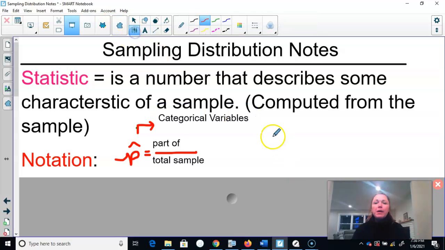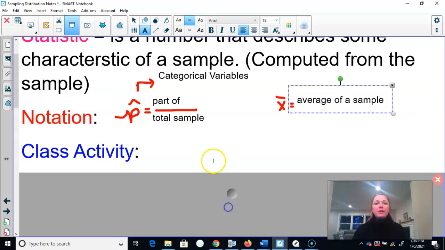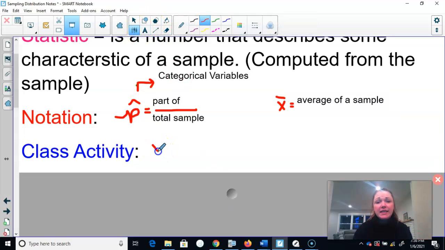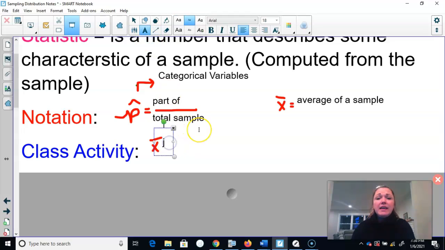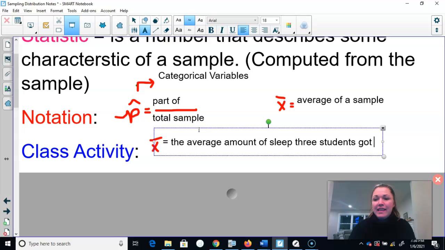The other statistic that we use is like what we just used in our example with our class, or my class from last year, and I described it. That's x bar, and that's an average of a sample. What did we use in our class activity? Again, in our class activity, we used x bar, and we described it as equal to the average amount of sleep 3 students got that night.